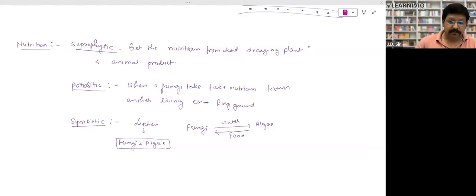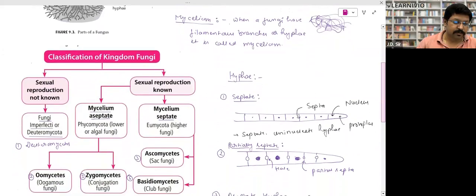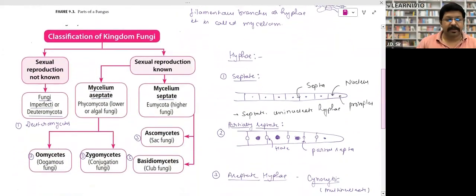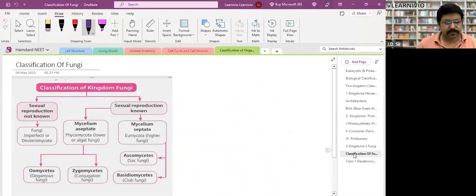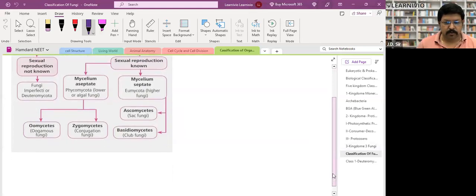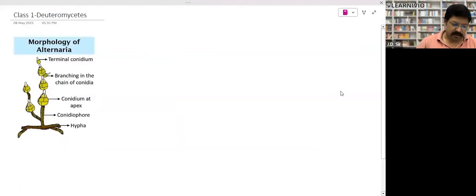So first start with the classification system I have told you. Let's talk about the Deuteromycetes. Class one. Classification of fungi I have already told you, and then class one, that is Deuteromycetes. The diagram here is of Deuteromycetes, fungi imperfecti, and let's discuss the fungi imperfecti. So this is a diagram of Alternaria. Alternaria is a member of Deuteromycetes fungi, and it is a parasitic fungi.